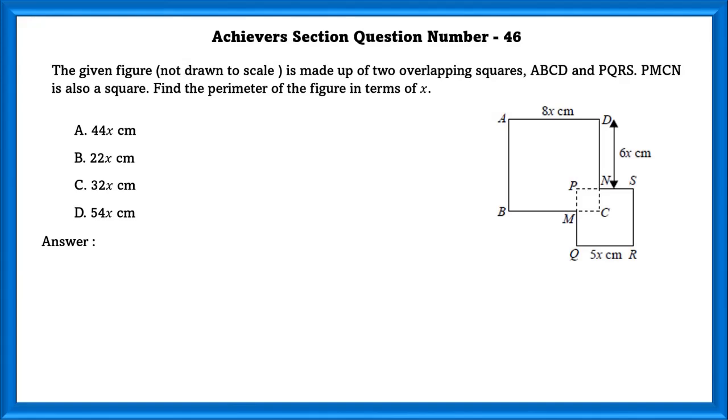Class 6 IMO Level 2. Achiever section question number 46. The given figure not drawn to scale is made up of two overlapping squares ABCD and PQRS. PMCN is also a square. Find the perimeter of the given figure in terms of x.